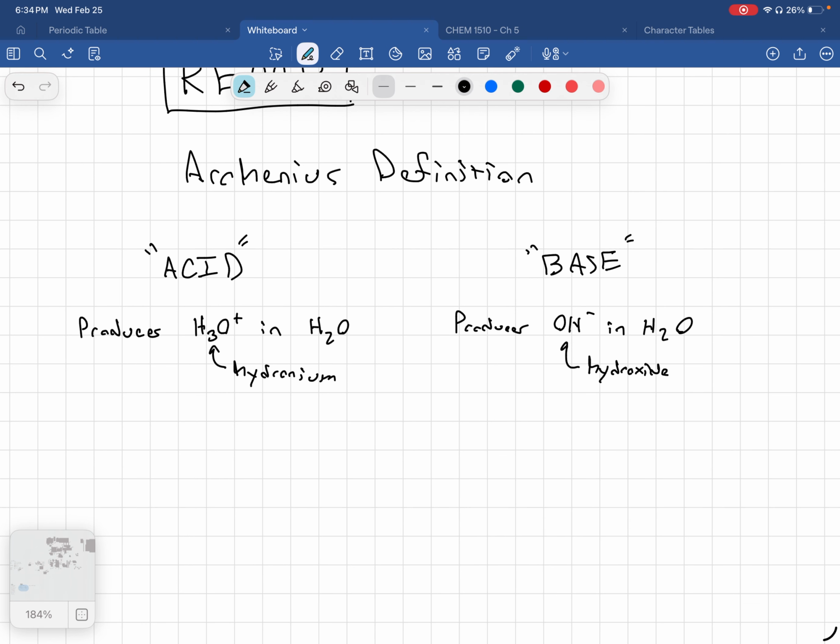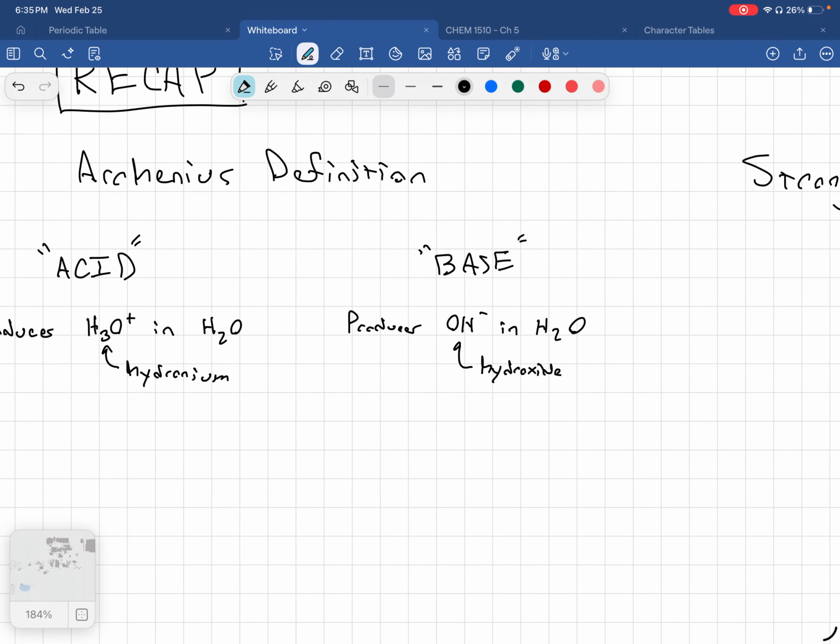This was likely first learned in high school physical science class, and you definitely discussed this in Chemistry 1510 previously. We're returning to this definition for 1520, but we're going to go to a deeper definition of what an acid and base are very, very soon.